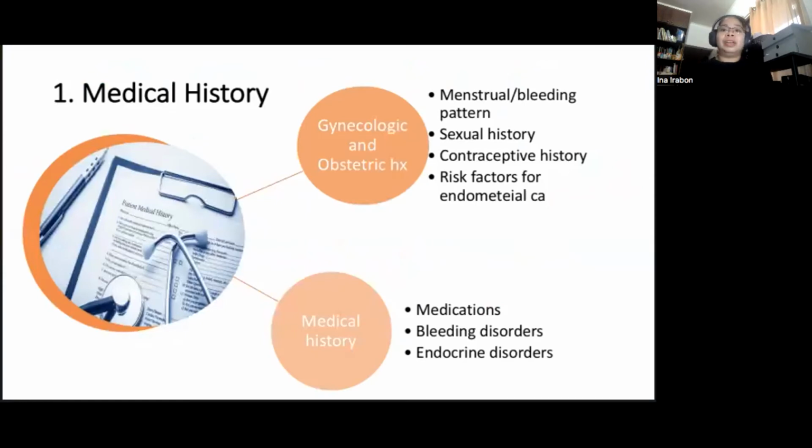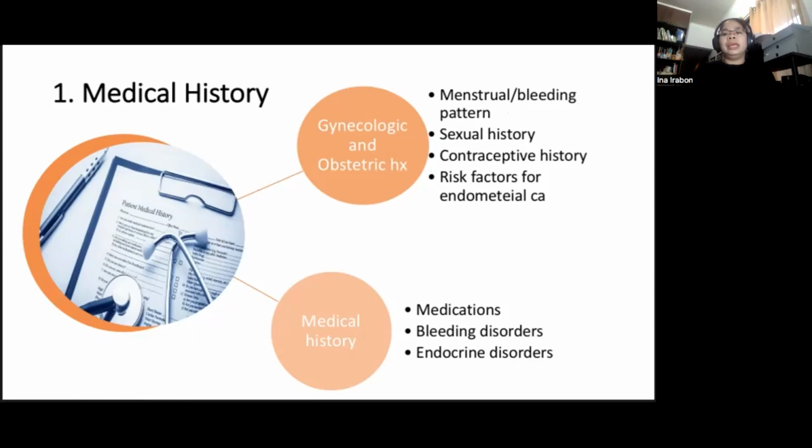First, for the medical history, we focus on these two: the gynecologic and obstetric history, and the medical history. For the gynecologic and obstetric history, we inquire about the menstrual or bleeding pattern of the patient. So first we ask her what's her LMP, the last menstrual period, or how many days does her bleeding continue, how many days of full bleeding and how many days of light bleeding or spotting or brownish staining. And does bleeding occur between menstrual periods? If the bleeding is irregular, how many bleeding episodes have there been in the past 6 to 12 months? What is the average time from the first day of one bleeding episode to the next?